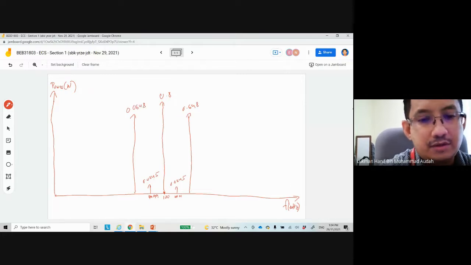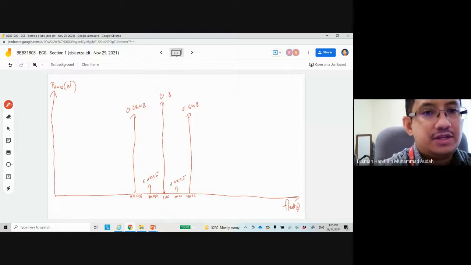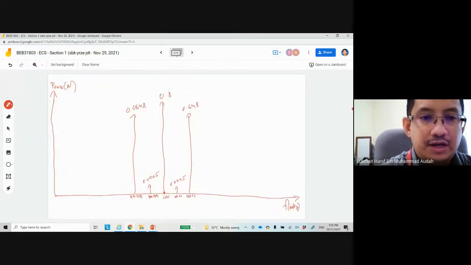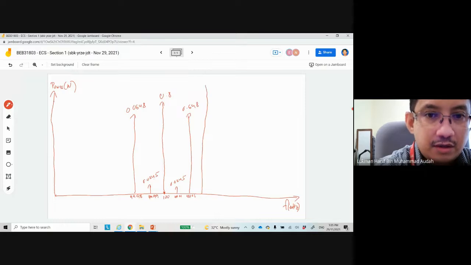So this is at 100.02, and this is 99.98. And then the third sideband: if you look at the third sideband, it is 0.945. It's bigger, 0.945 means it is higher, so it's a bit higher than this one. So 0.945.